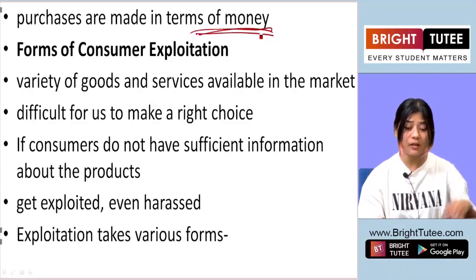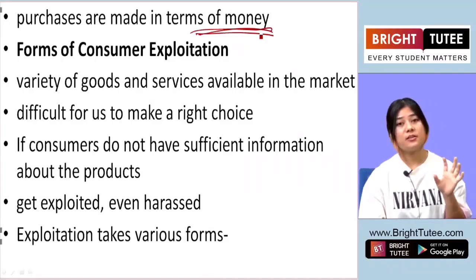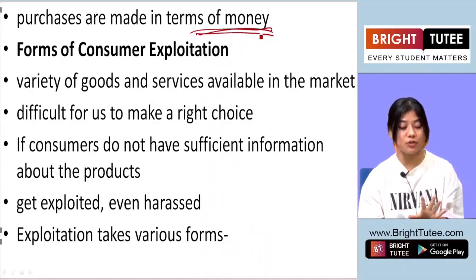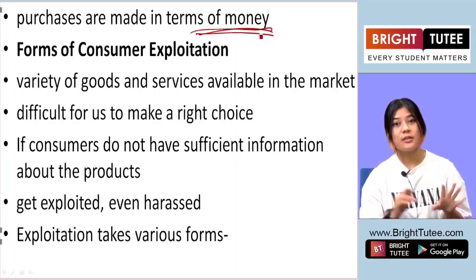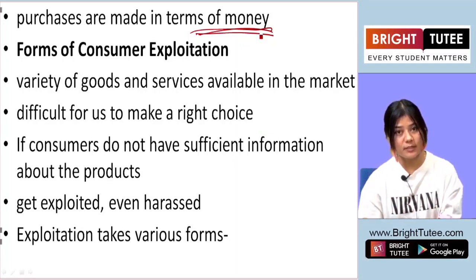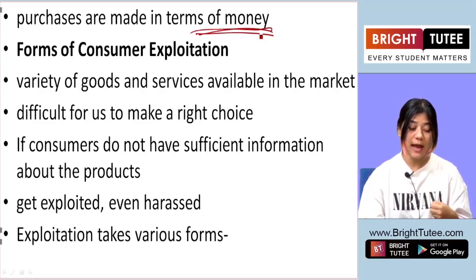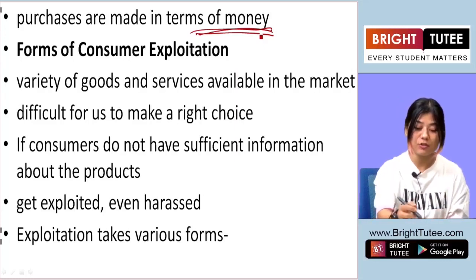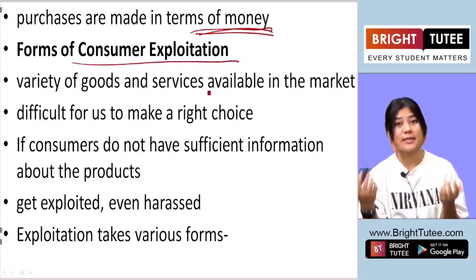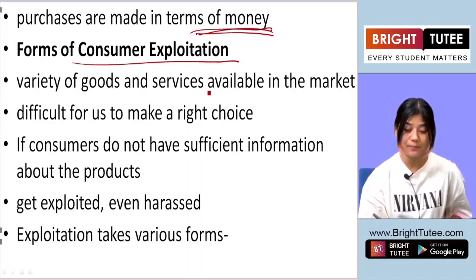Okay, so that was 3 different categories of consumers. Now we know that consumers are exploited. Alright, so let us look at some of the forms of consumer exploitation. How does this exploitation take place?